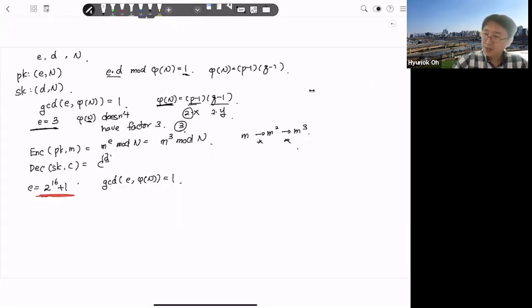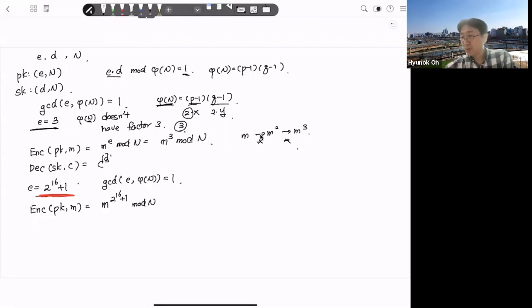And then how many times do we have to multiply to compute encryption in this case? M to the 2 to the 16 plus 1. How many times do we have to multiply to compute this value? So m is given, m squared takes just one multiplication, m by m. M to the 2 times 2 is one more time. M to the 2 times 3, which is 2.